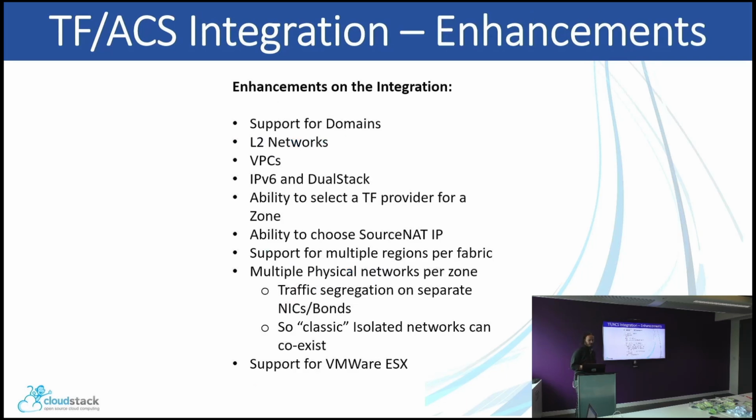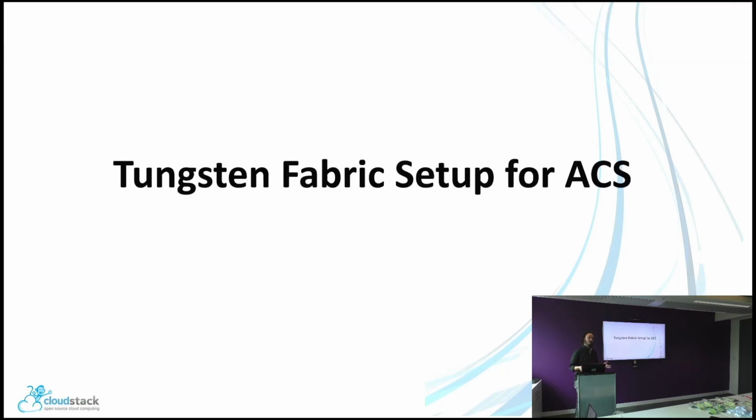These are some enhancements that come to mind in the integration. So far, the isolated network is created for your domain. The other features are only on the root domain, so that's something that needs to work on at some point. IPv6 support. Tungsten supports VMware. I'm still not sure if that makes perfect sense, but there's lots that we can add to this integration. So how is that set up in CloudStack?